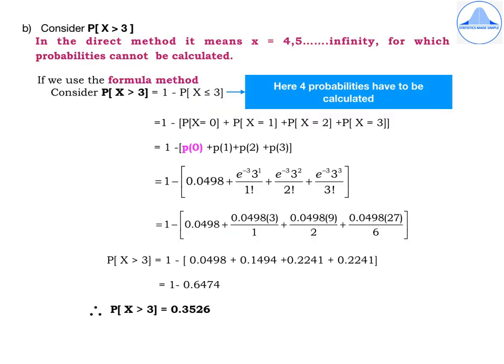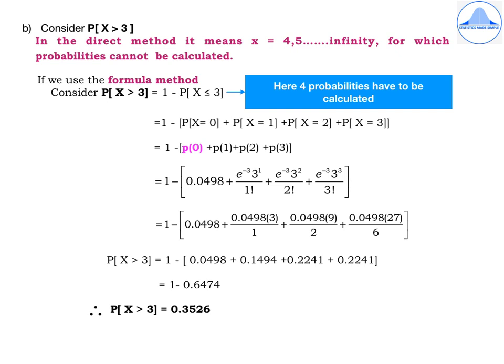In the second subdivision, we should find the probability of getting more than 3 defective pins. So in the direct method, more than 3 means x takes the values 4, 5, 6, and so on till infinity, for which the probabilities cannot be calculated. So we have to make use of the formula method. In the formula method, start with: consider probability of capital X greater than 3, which is written as 1 minus probability of X less than or equal to 3.